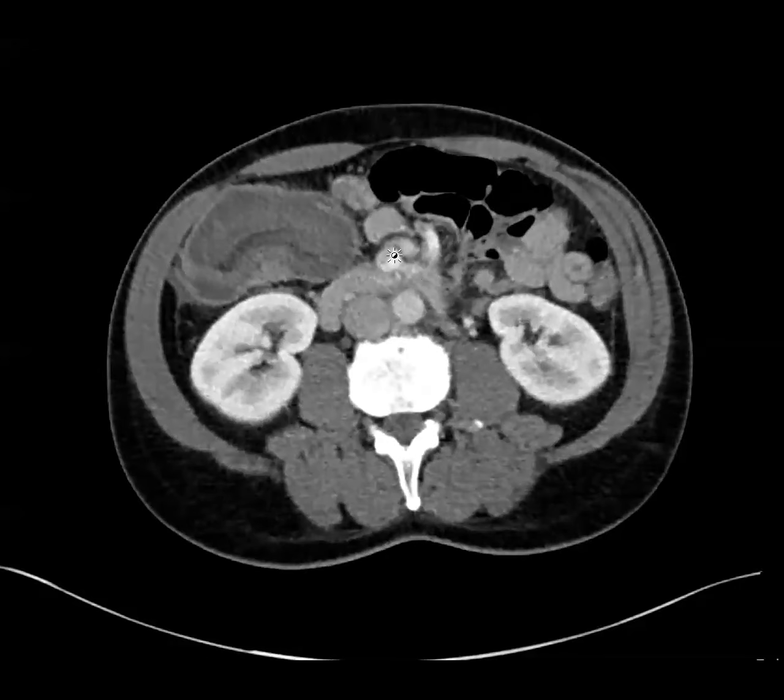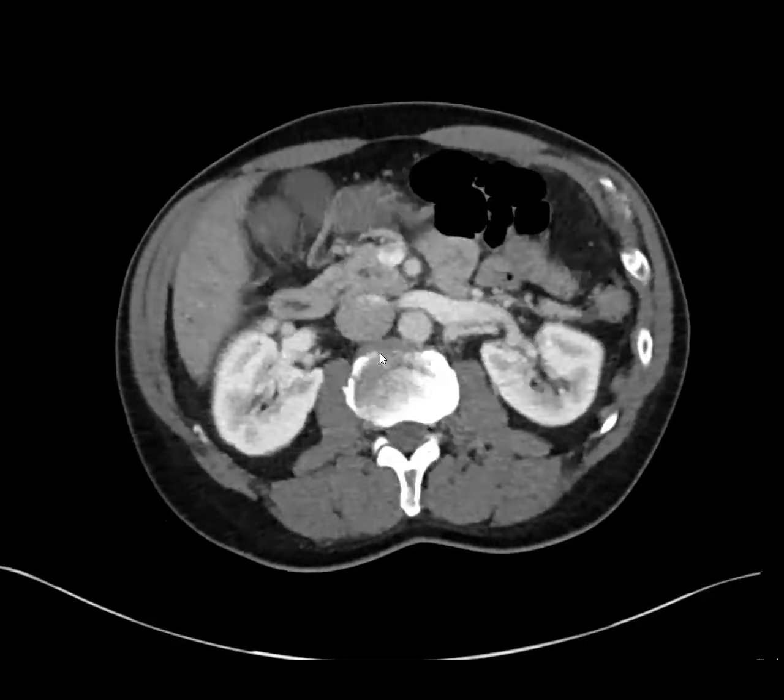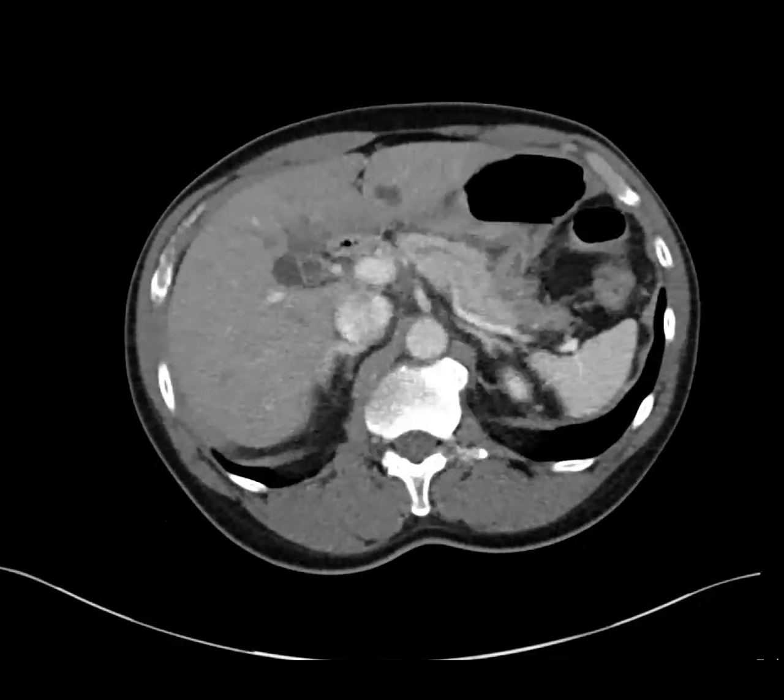And then the question was whether or not this filling defect in the SMV was real. You can see it here. But on the coronal, you can see that it's kind of where these two sets of vessels are flowing in together. And there's this sort of laminar flow appearance. So it was raised that this could be a thrombus, leading to ischemia.